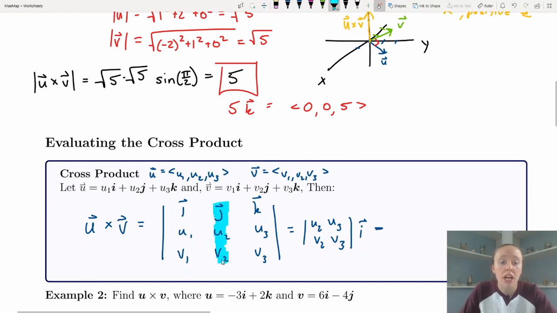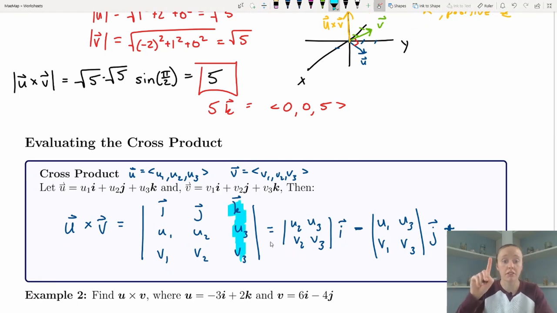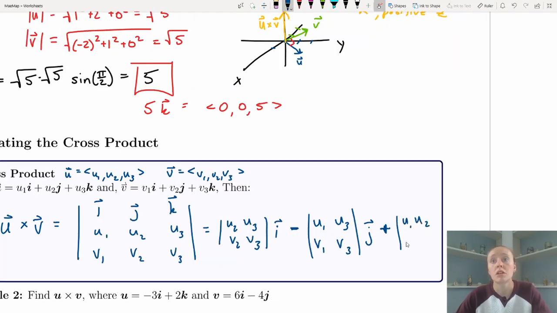So if we were to cover up column j with our finger, we're going to make a matrix out of the 2x2 components, ignoring our coordinate vectors. So that would be u1, v1, u3, and v3. The determinant of that will get multiplied by vector j. And that, again, is subtracted. So we'll have u1, u3, v1, v3, and that's with vector j. And then finally, we're adding, again, covering up with your finger that third column. So we're going to be building a matrix, taking the determinant of u1, u2, v1, v2, and multiplying that by vector k. So u1, u2, v1, v2 with vector k.